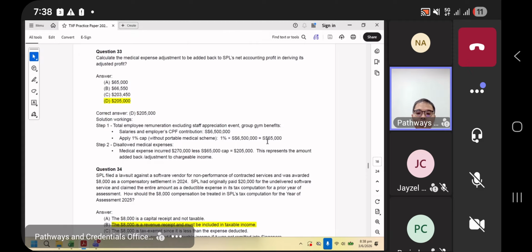And then the cap is 65,000. Then you look at the medical expense. The medical expense is 270,000. So you less away the cap of 65,000, then this 205,000 is not deductible. So you have to add it back as a non-deductible tax adjustment.